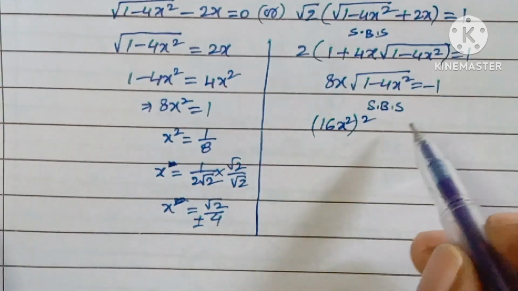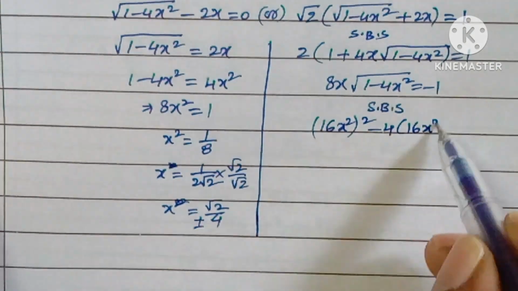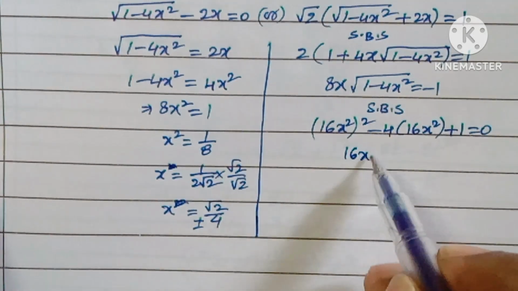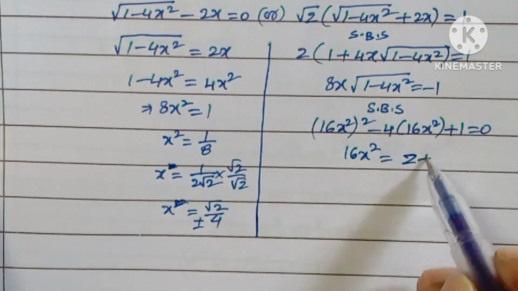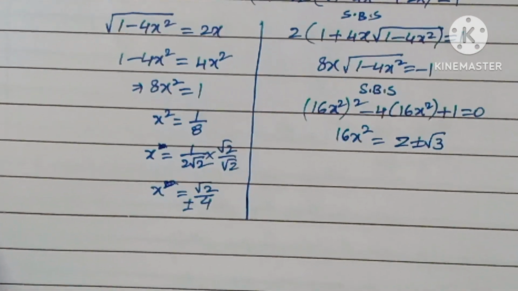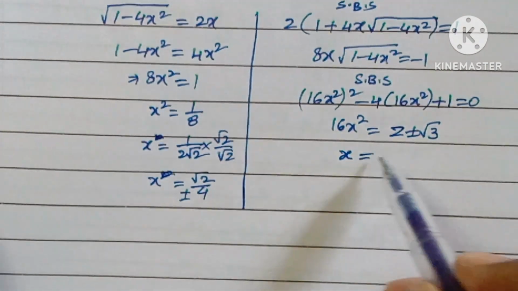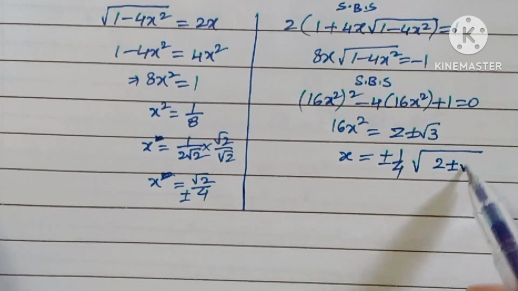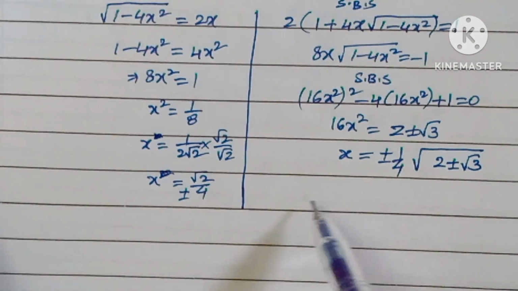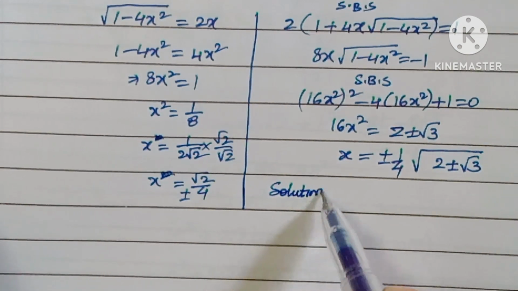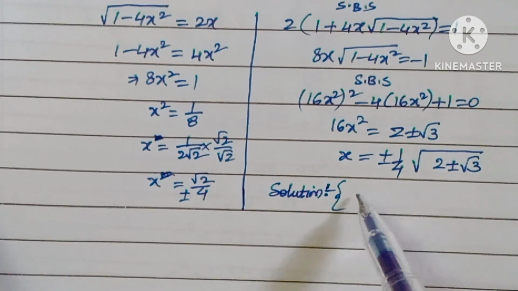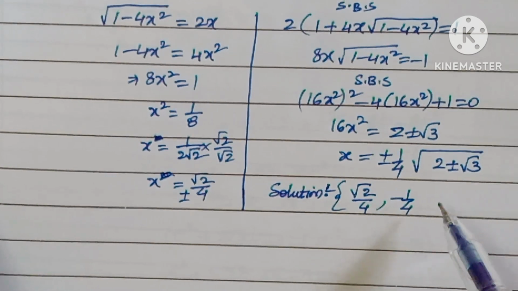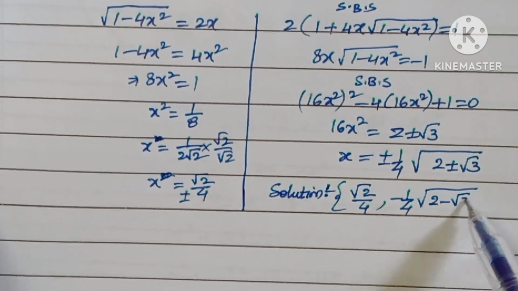(16x square) whole square minus 4 into 16x square plus 1 equal to 0. So you'll get 16x square is equal to 2 plus or minus root 3, using minus b plus or minus root of b square minus 4ac. x is equal to plus or minus 1 by 4 square root of (2 plus or minus root 3). Now here only two values will solve the equation. Therefore the solution is root 2 by 4, comma, minus 1 by 4 square root of (2 minus root 3).